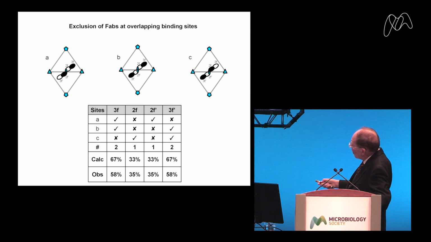And these are all possibilities, which means on average, this site near the three-fold axis is occupied 2/3 of the time, and this site is occupied 1/3 of the time. And experimentally, we found the height of the density of the Fab corresponded to those things pretty well. So now we understand why the antibody can only bind at certain sites and can only bind basically on average 1 antibody per icosahedral subunit.